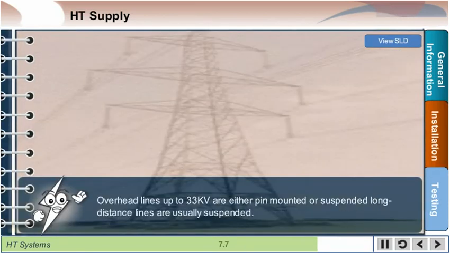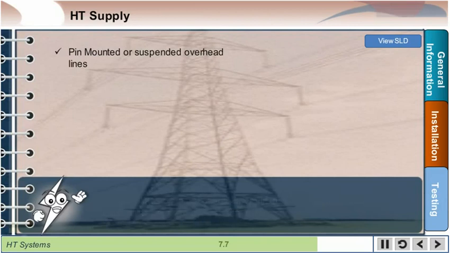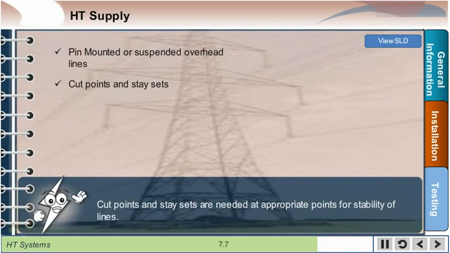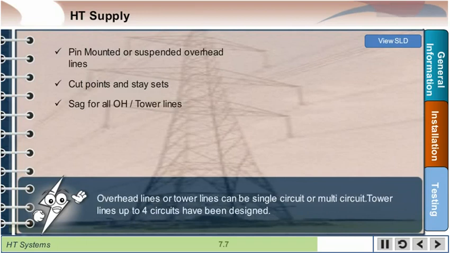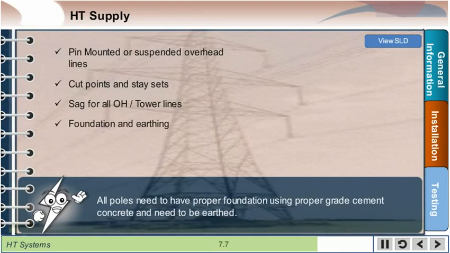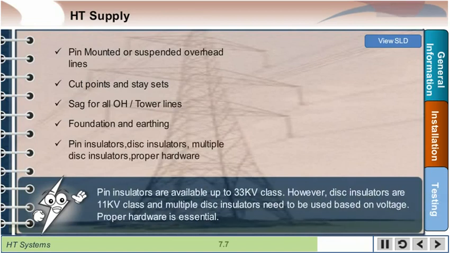Installation. Overhead lines up to 33 kV are either pin mounted or suspended. Long distance lines are usually suspended. Cut points and stay sets are needed at appropriate points for stability of lines. Proper sag needs to be given for all overhead or tower lines. All poles need to have proper foundation using proper grade cement concrete and need to be earthed. Pin insulators are available up to 33 kV class. However, disc insulators are 11 kV class and multiple disc insulators need to be used based on the voltage.